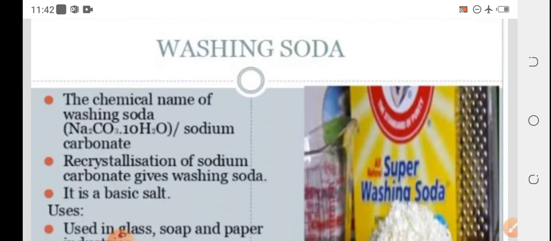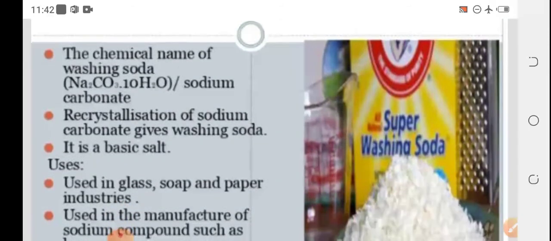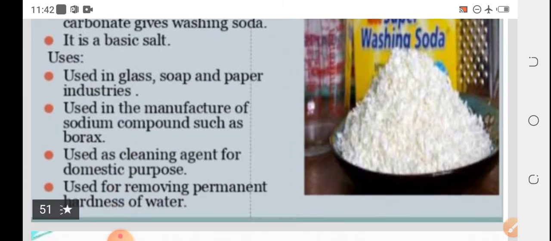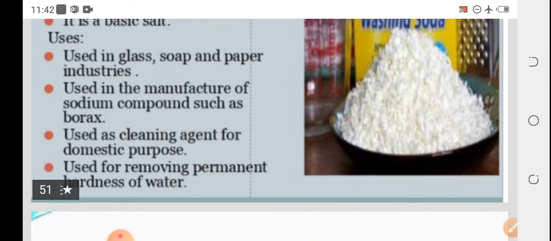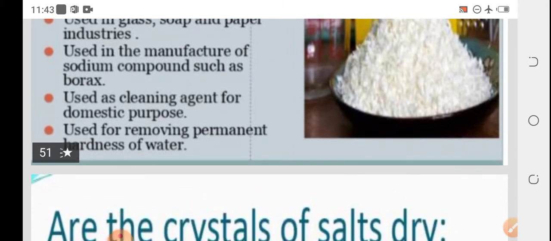Next one is about washing soda. The chemical formula of washing soda is Na2CO3 with 10 water molecules, that is 10 H2O. Recrystallization of sodium carbonate gives washing soda. It is a basic salt. What are the uses? Used in glass, soap and paper industries. Used in the manufacture of sodium compounds such as borax. Used as a cleaning agent for domestic purposes.